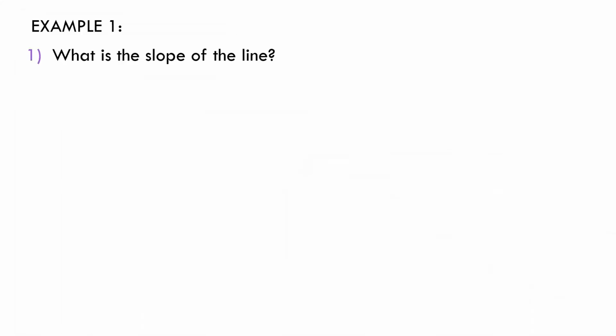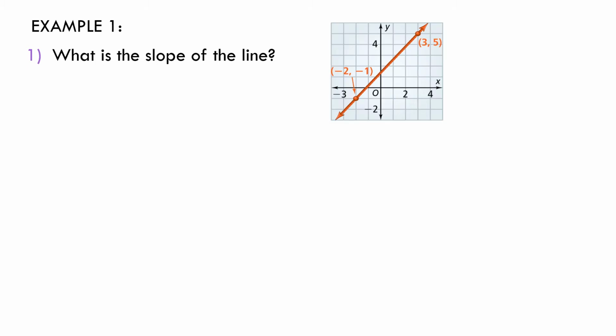So example number 1, what is the slope of this line? So you have this picture. What we're going to do is plug it into my y2 minus y1 over x2 minus x1. So we have 5 minus a negative 1 and 3 minus a negative 2. Because we have minus negatives, we flip that to plus a positive. So our answer would be 6 over 5.